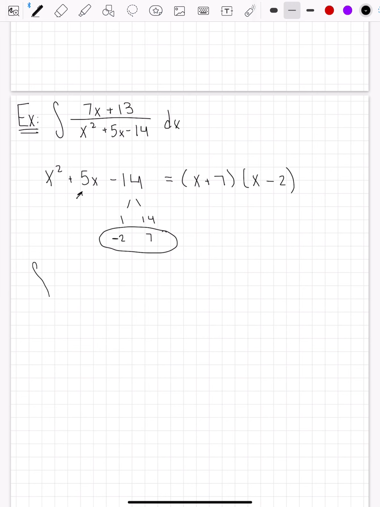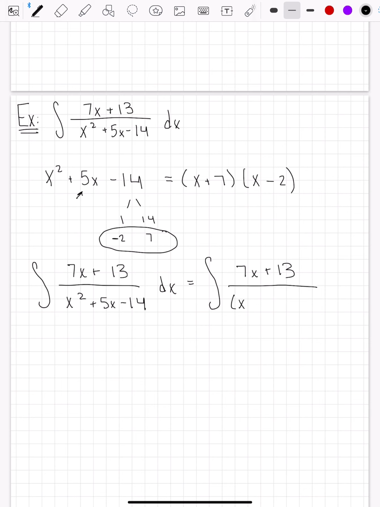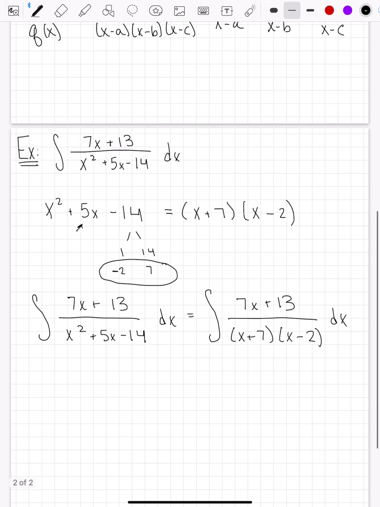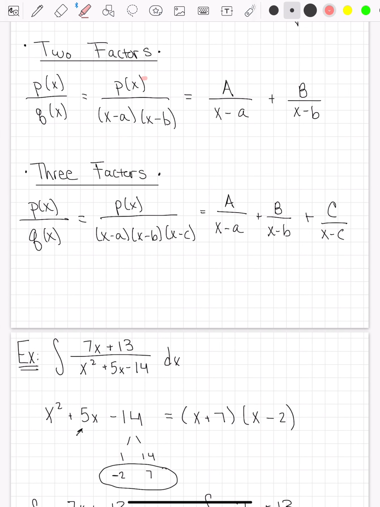So now we take our integral, 7x plus 13 all over x squared plus 5x minus 14, and now we know that we can rewrite the denominator as x plus 7 times x minus 2. But that's not the final format that we want. Right now we're here: we took our denominator and factored it, but we want to be here.